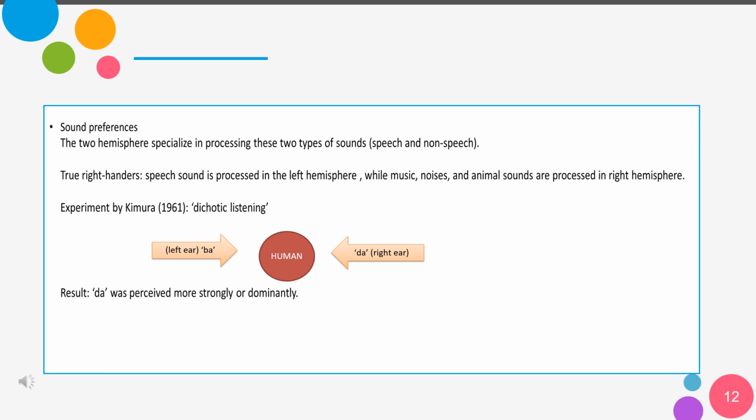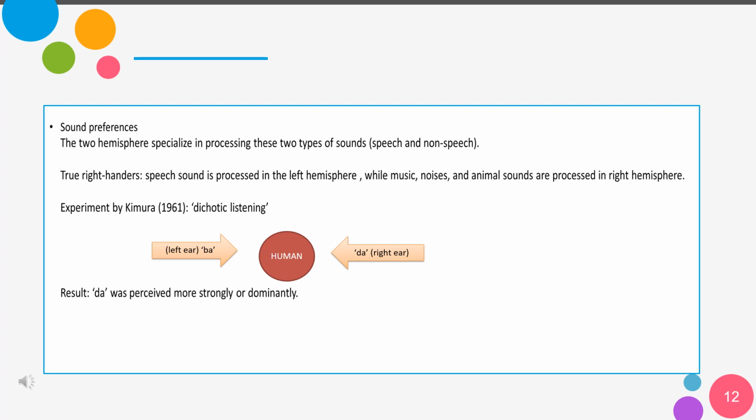Now we move to the sound preferences. The two hemispheres specialize in processing two types of sounds, which are speech and non-speech sounds. The true right-handers will process speech sounds in the left hemisphere, while music, noises, and animal sounds are processed in the right hemisphere. There is an experiment by Kimura in 1961 that showed the true right-hander processed the speech sound in the left hemisphere.